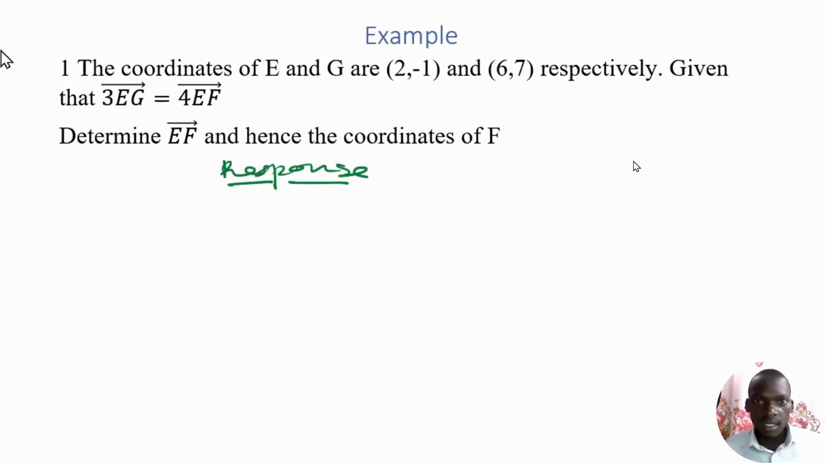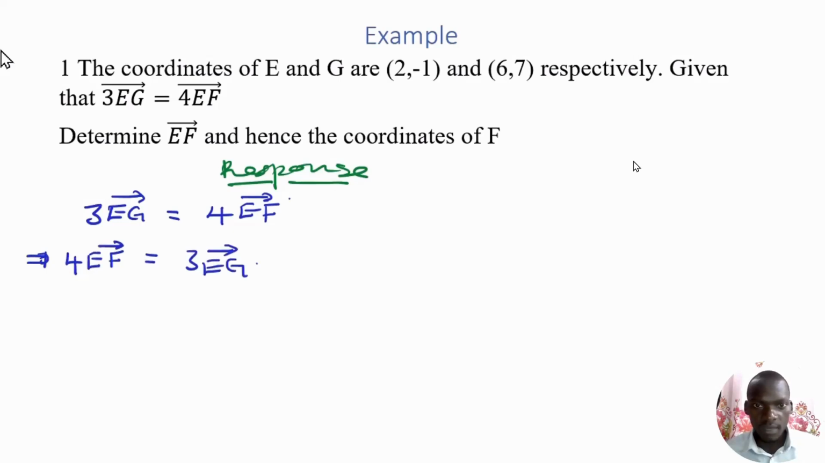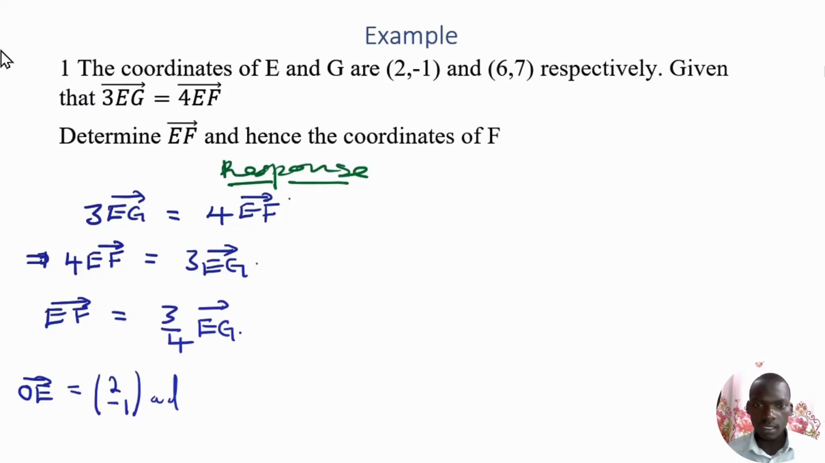We've been given that 3 vector EG equals 4 vector EF. Since we want vector EF, we can put it on the left hand side, so we have 4 vector EF equals 3 vector EG. We make vector EF the subject by dividing through by 4, so vector EF equals 3 divided by 4 vector EG. But what is vector EG? From the coordinates given, the position vector OE equals (2, negative 1), and the position vector OG equals (6, 7).